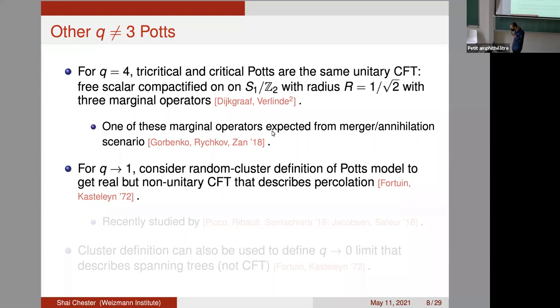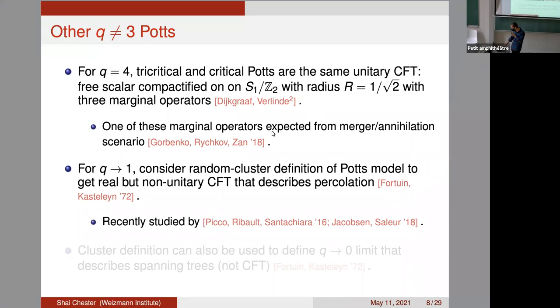Another interesting value is when you take the limit as Q goes to 1. If you were to consider the original definition of the Potts model, this would seem a little bit trivial. But there's a different definition of the lattice Potts model called the random cluster definition. And when you take Q equals 1 in this definition, you actually describe something interesting called percolation. This was shown in the original paper by Fortuin and Kasteleyn. I should note, this was also recently studied by some of the authors here, but this won't be so relevant to this talk.